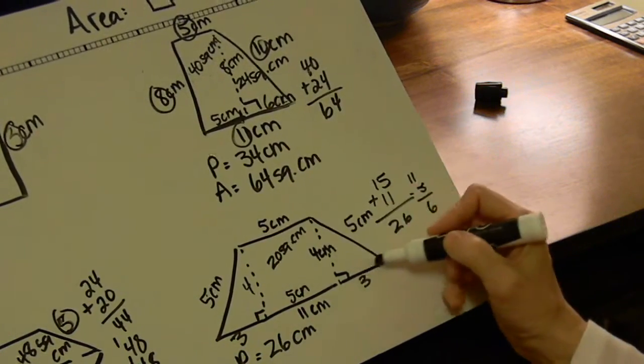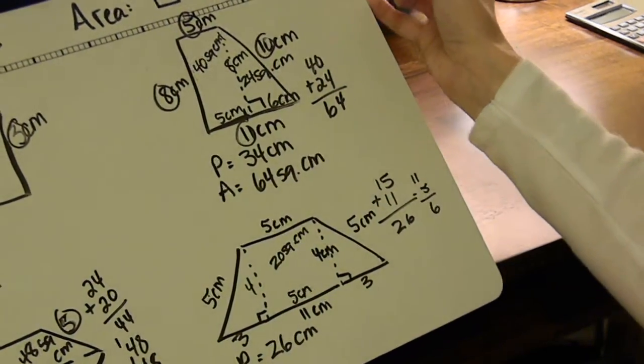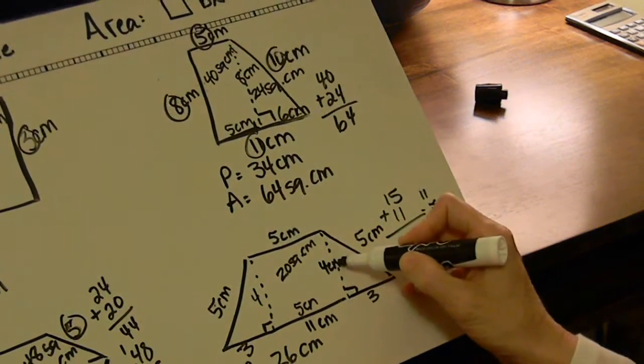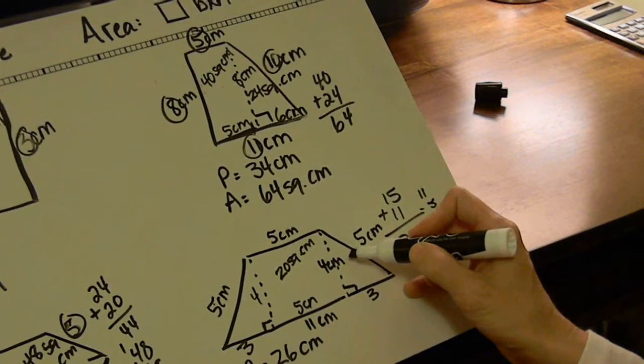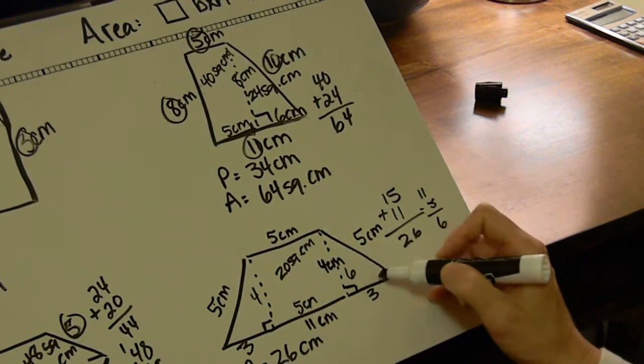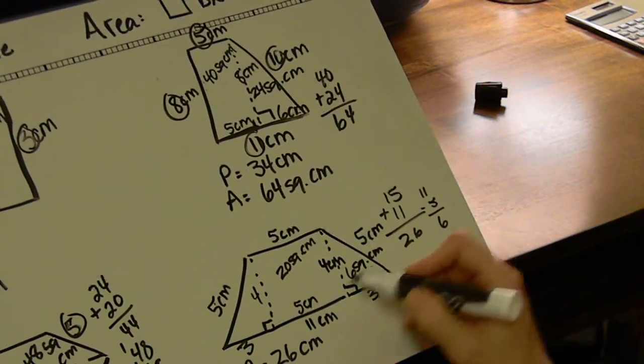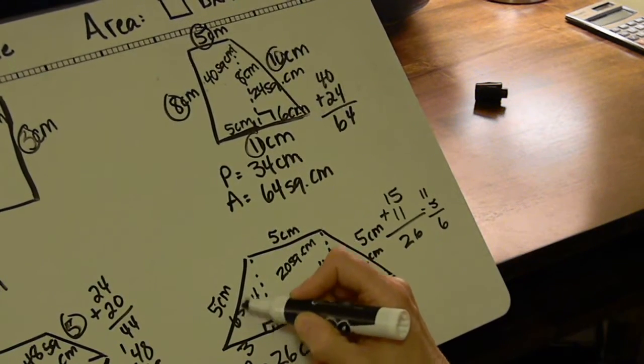Now we can do the area of a triangle. Area of a triangle, base times height, divided by 2. So 3 times 4 is 12. 12 divided by 2 is 6. That means that's 6 square centimeters. And if that's 6 square centimeters, this is 6 square centimeters.